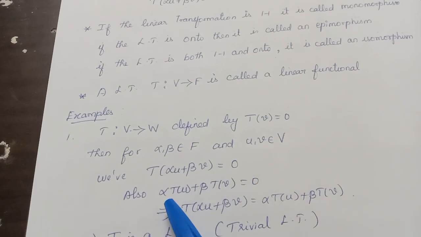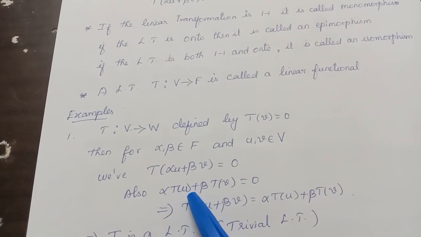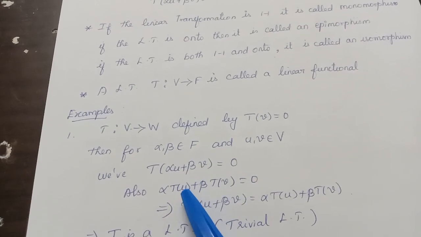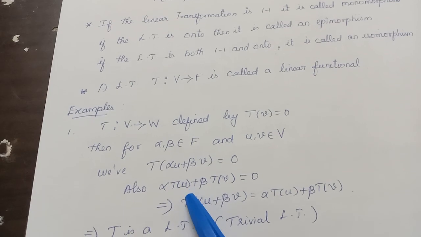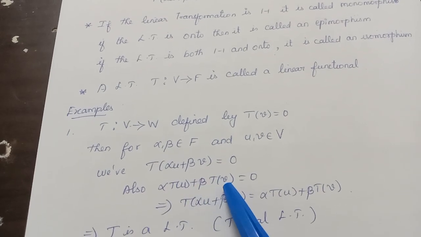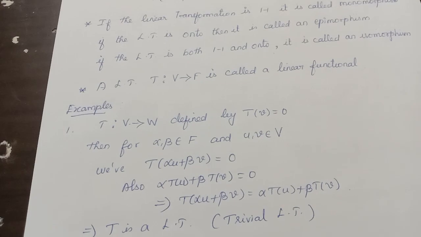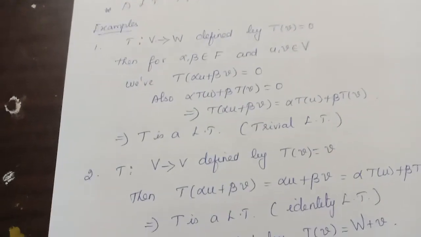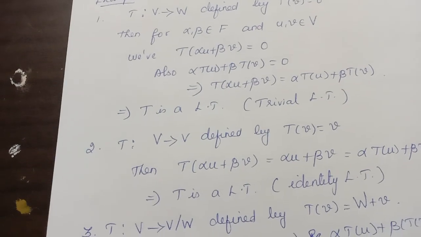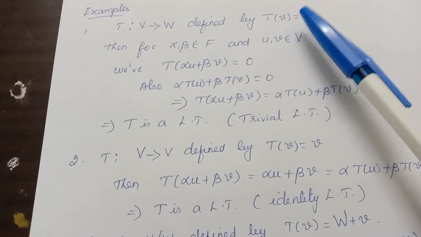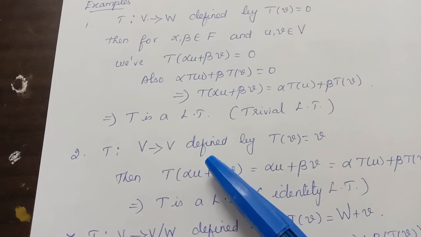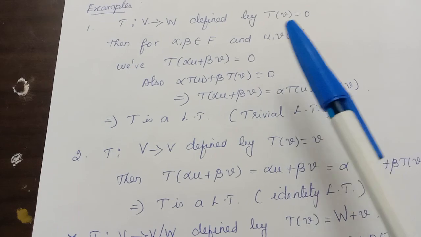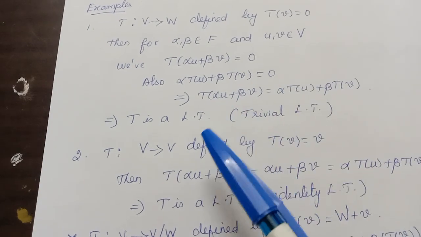Now consider the right hand side. It is alpha into T of U plus beta into T of V. That is also equal to alpha into 0, because T of V equal to 0 for every vector, plus beta into 0. So both left and right hand sides are 0. That means T of alpha U plus beta V equals alpha into T of U plus beta into T of V. Therefore, this is a linear transformation. This transformation is called the trivial linear transformation. That is, mapping every vector to 0 is called a trivial linear transformation.